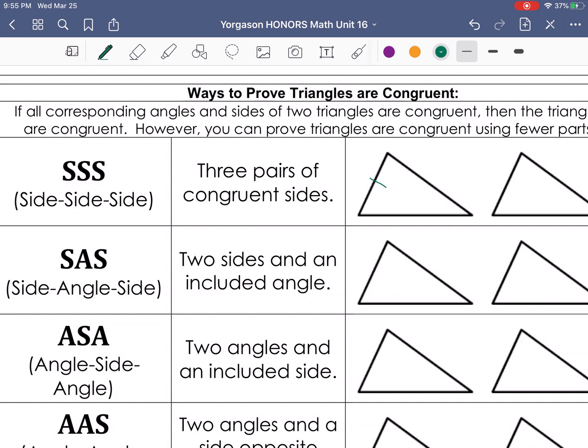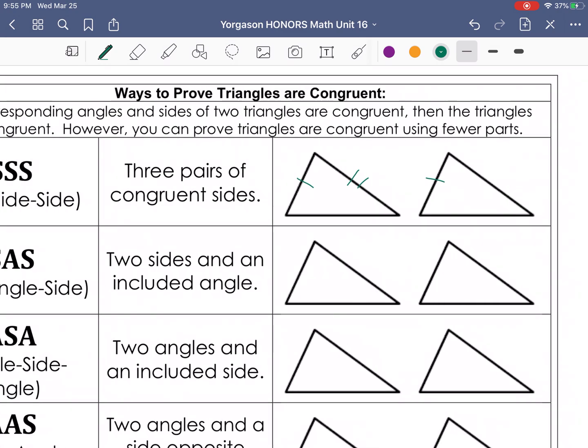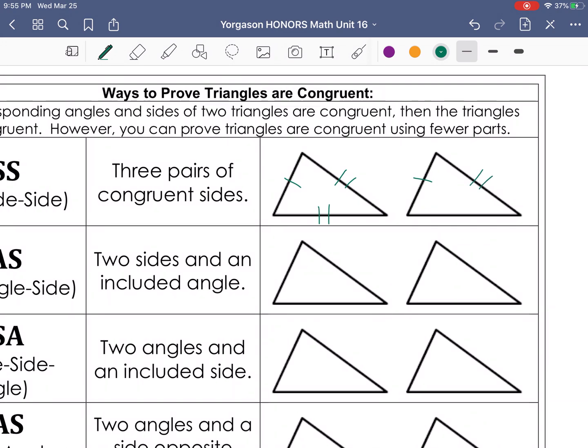If they have sides that are congruent, if you know that both triangles have lengths of 5, 7, 8, then they have to be congruent. The angles would have to be formed in such a way that they would be a perfect match. So that's one of them.